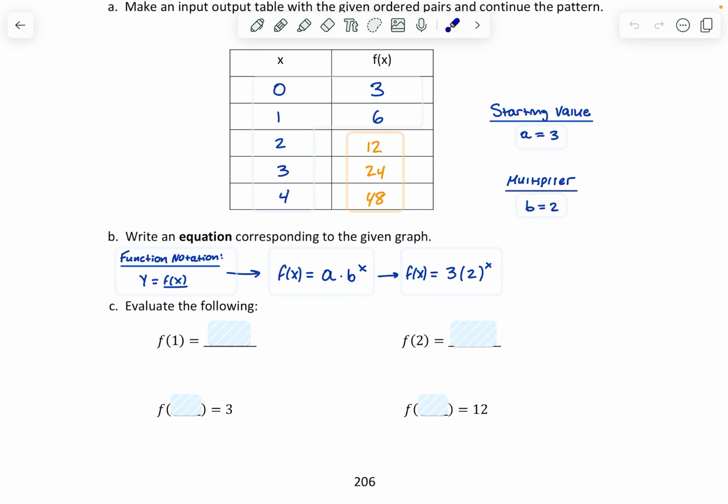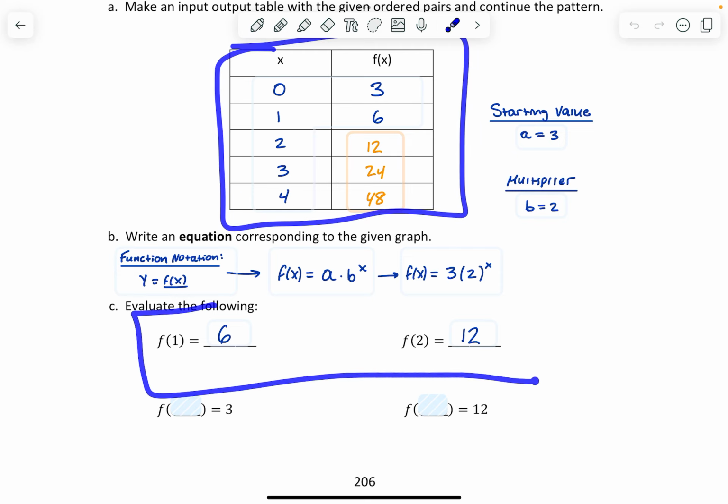And what we need to be able to do, either using the graph, using the equation, or using a table, is to evaluate it. So f of 1, remember this is just f of x. So this is saying when x is 1, what is y? When x is 1, what is y? 6. When x is 2, what is y? 12. And the reason why we filled out this table was so we didn't have to do it later when we were trying to do this.